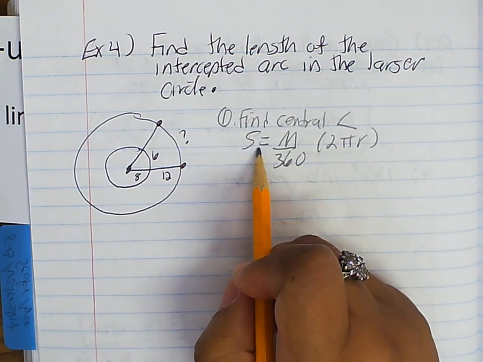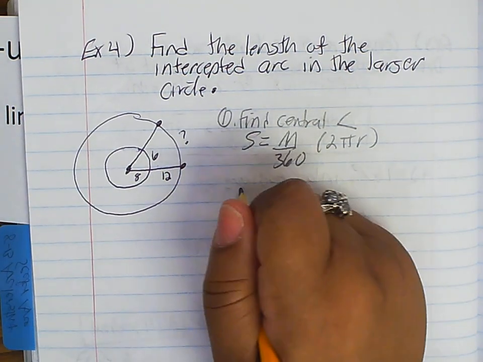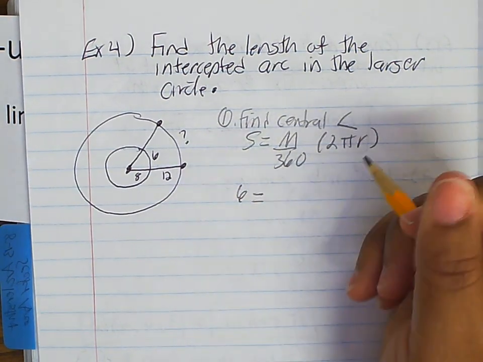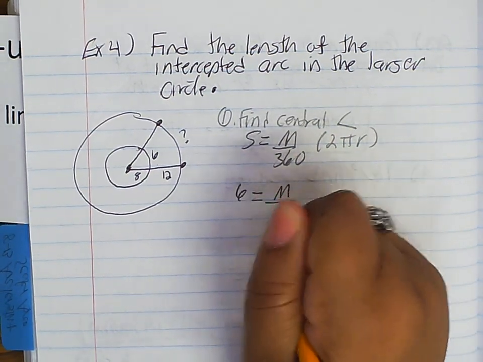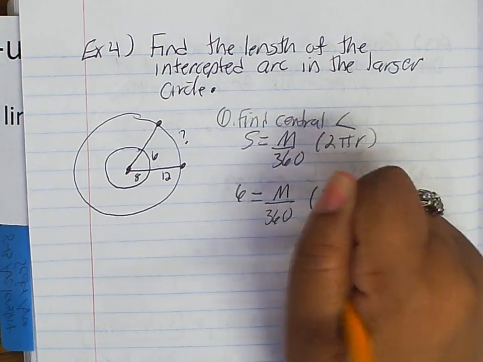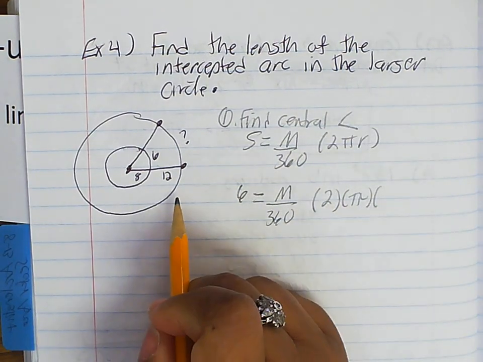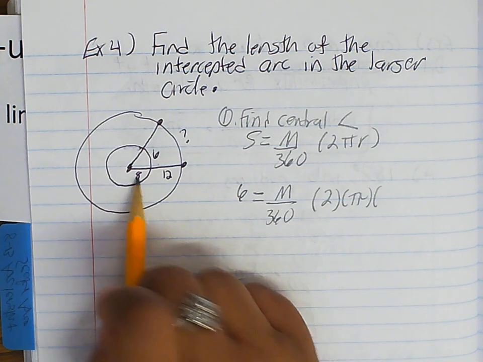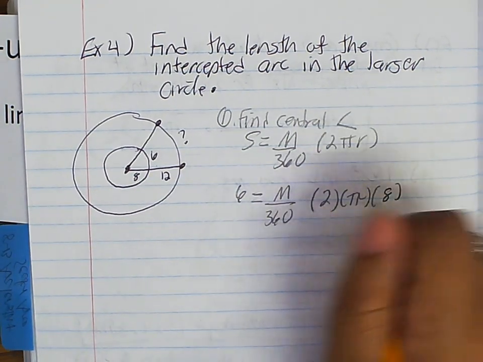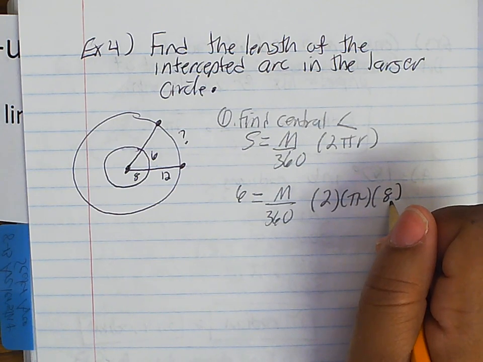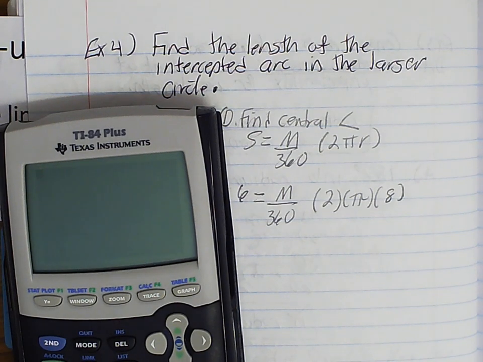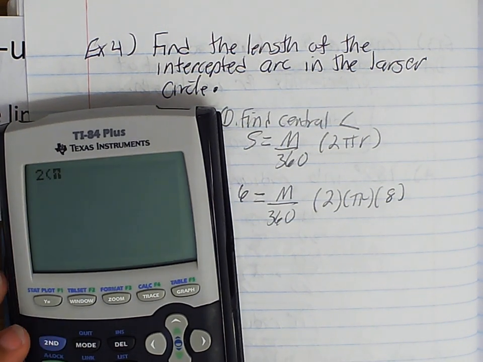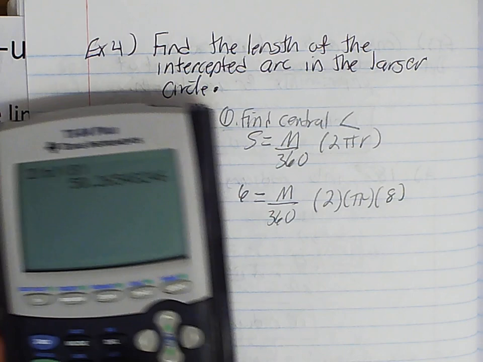So we have the smaller arc here, so I'm going to put in 6 equals m, which we don't know, over 360 times 2 times pi times our radius. Okay? Our radius for the little one is 8. Okay, so we can work this part out here. Let's put it in the calculator and see. 2 times pi times 8 turns out to be 50.27.